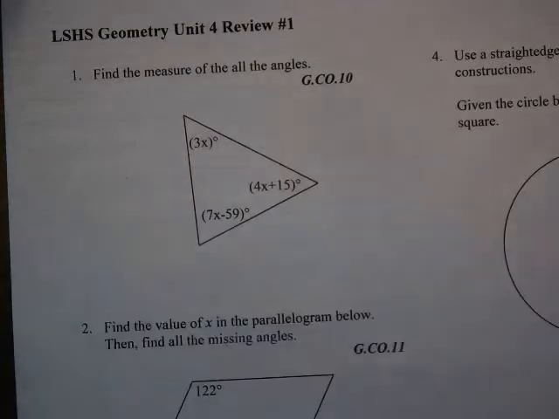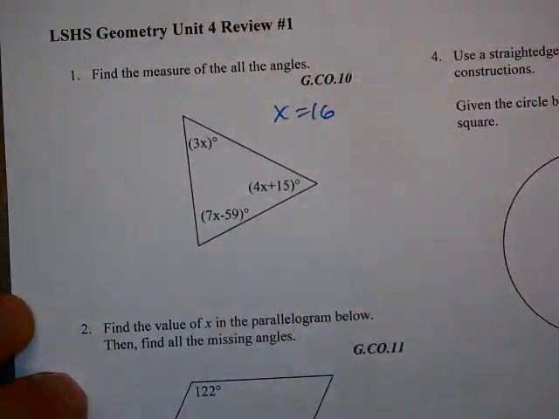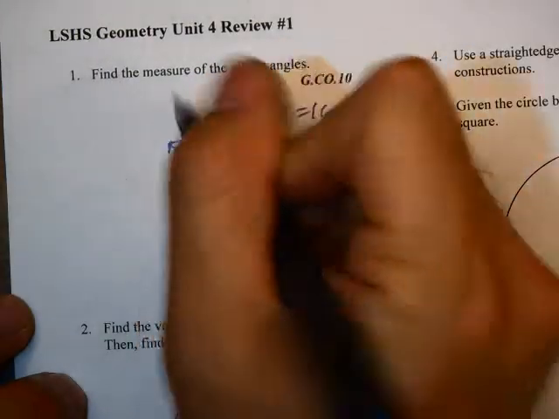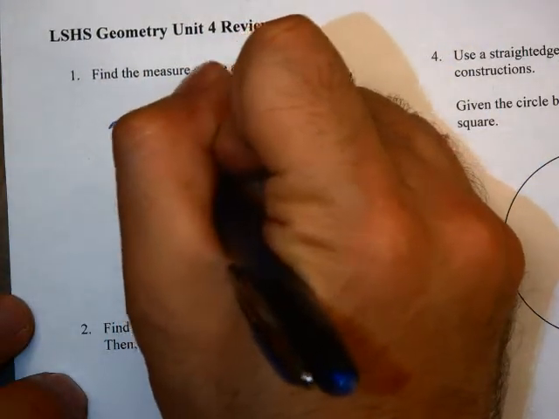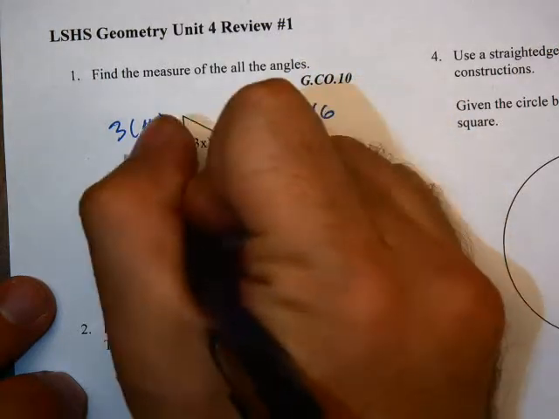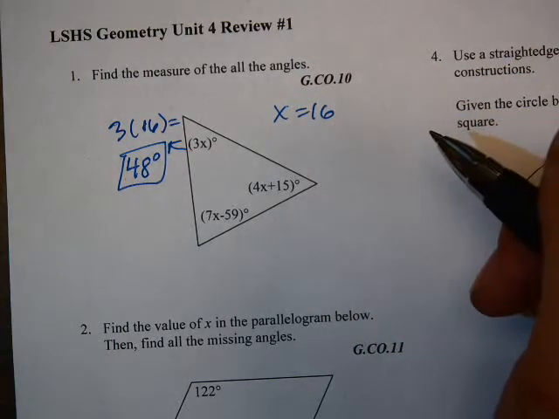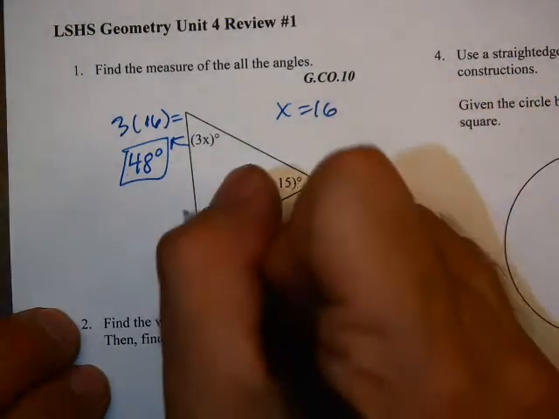Again, we're not done. So we went through that work, we got x equals 16. Now we have to plug it in to each one. So this first angle becomes 3 times 16, which is 48 degrees for that angle. And notice this isn't x equals 16 degrees, it's just a value for that variable. It's not a degree yet.